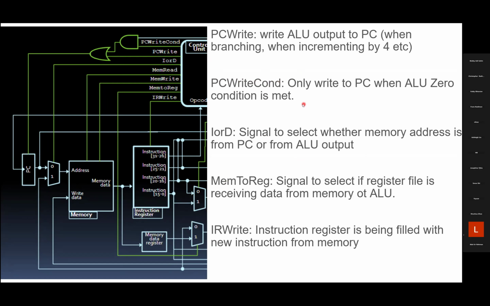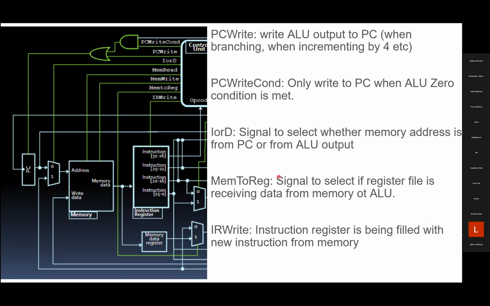PC write condition only writes to the PC when the ALU zero condition is met. I or D controls this multiplexer over here, which is a signal to select whether the memory address comes from the PC or from the ALU output. So this one connects to the ALU output.